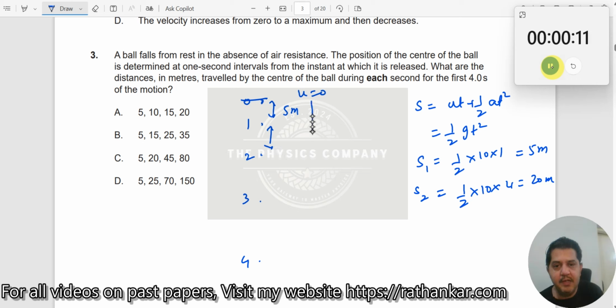So from here to here it is 20 meters. This distance should be equal to 15 meters. Now, which of them is 15? This is 15. So B is the right answer. That's it. No need to verify everything.